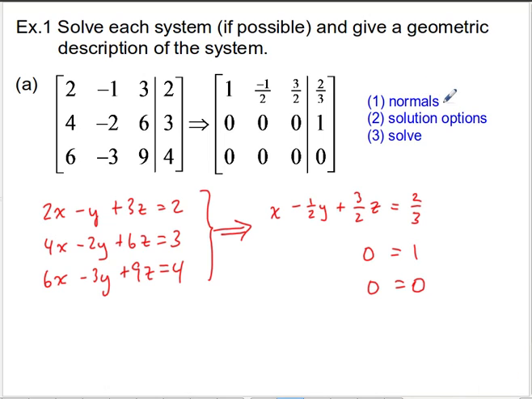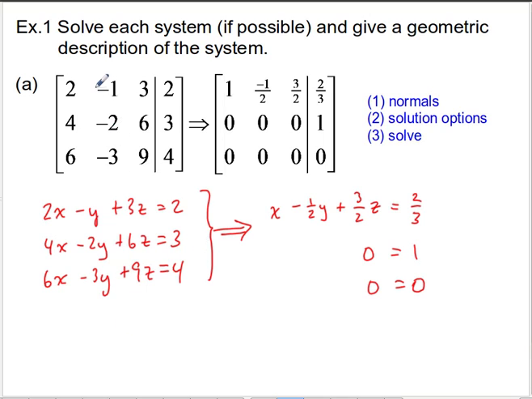Now, to do this, and the order that you do 1 and 2 is really entirely up to you, you're going to want to take a look at the normals of the equations and of the planes, and you're also going to want to take a look at your solution options based on the normals and based upon the result you got when you work through the equations or the matrix. And then, if it's possible, you want to actually solve. You want to come up with the point or the line or the plane of intersection.